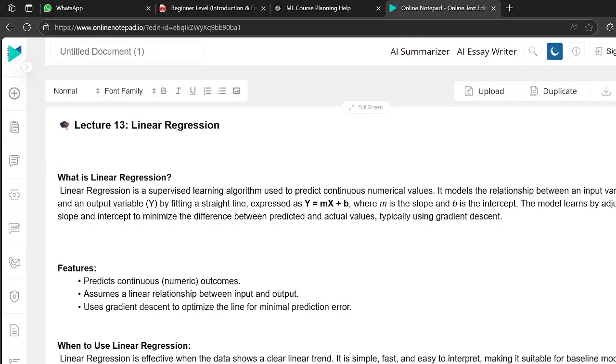So, what is linear regression? Linear regression is a supervised learning algorithm used to predict continuous numerical values. It models the relationship between an input variable x and an output variable y by fitting a straight line, which is expressed as y equal to mx plus b, where m is the slope and b is the intercept. The model learns by adjusting the slope and intercept to minimize the difference between predicted and actual values, typically using gradient descent.